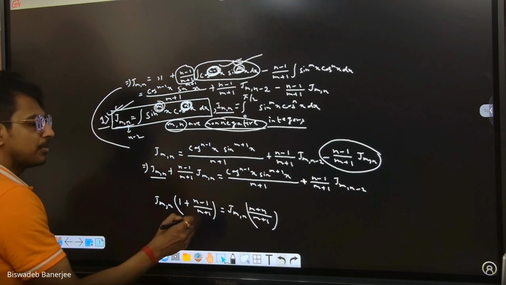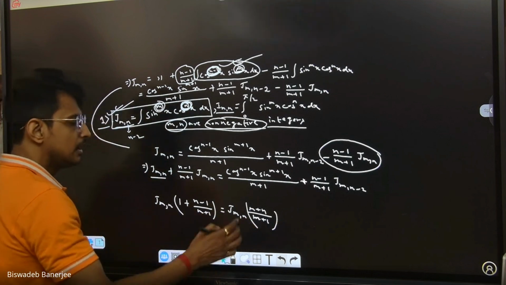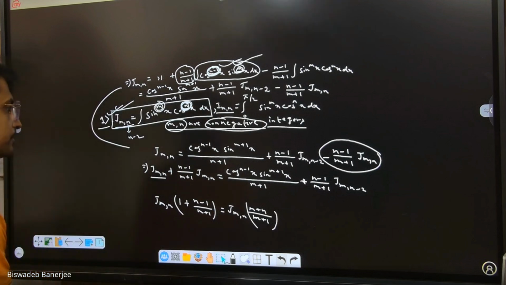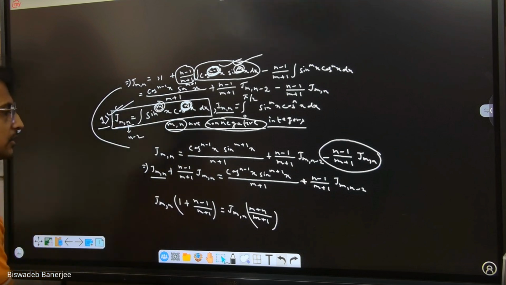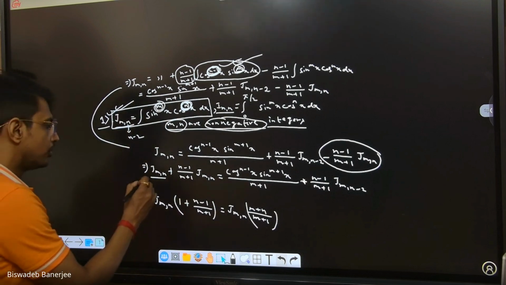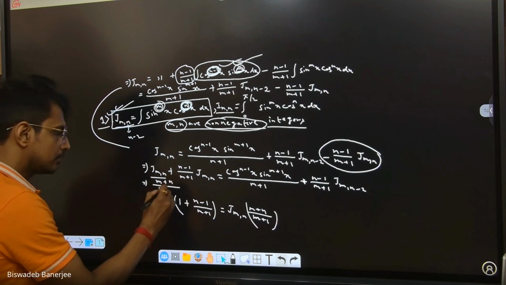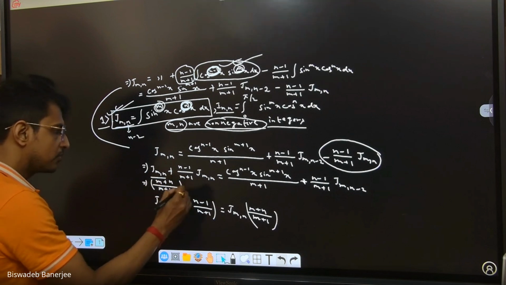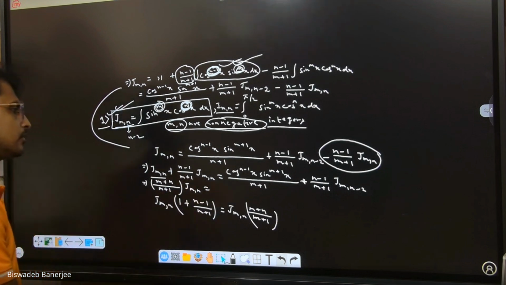My numerator is m plus n, and my denominator is m plus 1. So this is my left hand side after taking Jmn common. After taking Jmn common, my left hand side becomes (m plus n) by (m plus 1) into Jmn. This is my left hand side.